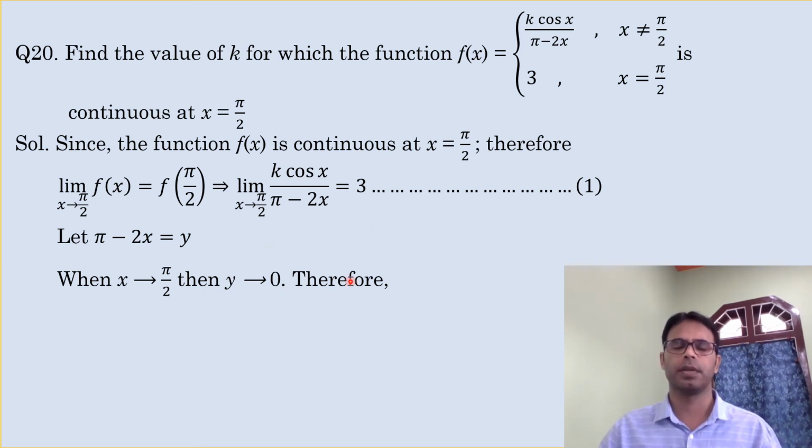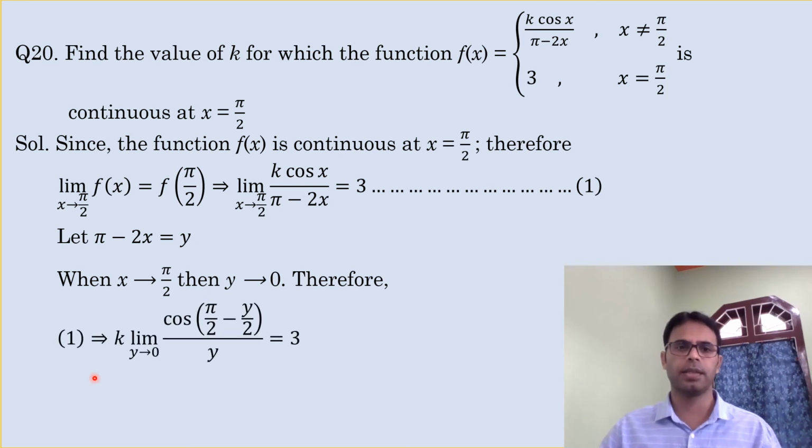Therefore this limit will be changed. This k will come out of the limit, because it is a constant. Limit x tends to pi/2 becomes limit y tends to 0, then cos of x. The 2x can be shifted to the right-hand side, so x is (pi minus y) divided by 2, that means pi/2 minus y/2. And the denominator is already taken as y here. Right-hand side is 3. So taking 3, and the numerator, you see, is cos of pi/2 minus some theta.